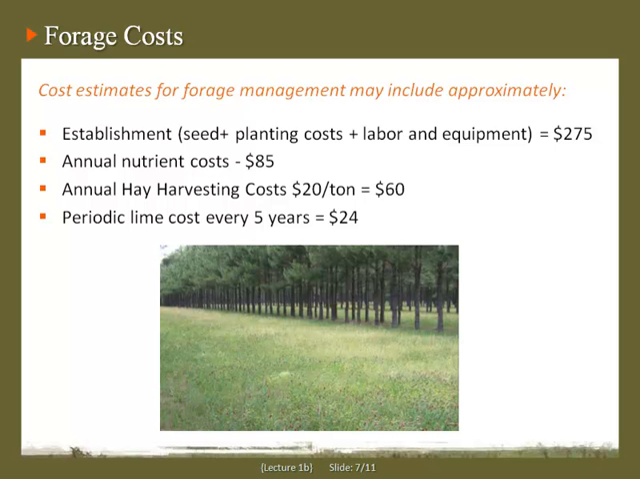For example, starting from scratch with seed plus planting costs and paying for labor and use of equipment could equal up to $275 per acre. Annual nutrient fertilizer costs might equal $85. Annual hay harvesting costs could equal $20 per ton, or around $60. And periodic lime costs around every 5 years might equal around $24. These are just some estimates of costs for forage management.